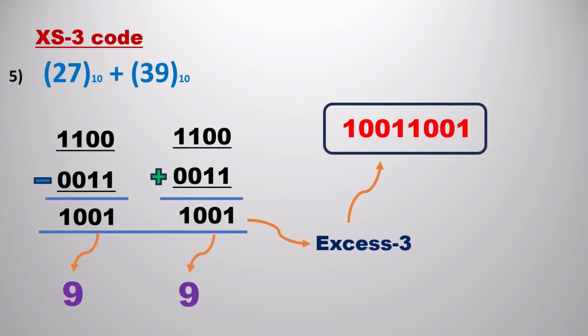After combining, you can see that the final output is 1 double 0 1 1 double 0 1, that is 9 and 9. So this is our final XS3 code. We should not directly subtract from both of the groups. According to the carry, we have to decide whether to subtract or add, starting from the XS6 code, to get the XS3 code.